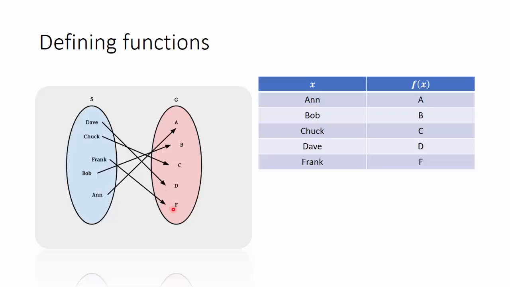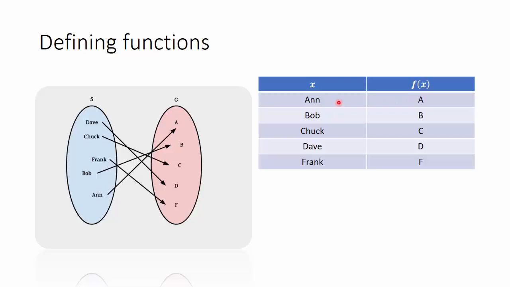And we can also use a table like this. We can have a column for different inputs which have to be in the set S. And we might indicate that by the variable X here. So we have these inputs Ann, Bob, Chuck, Dave, and Frank. And we have the outputs, which is F of X.